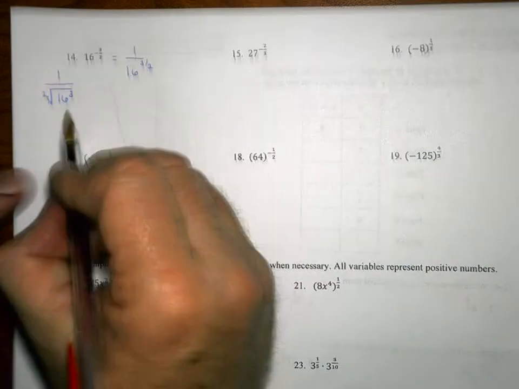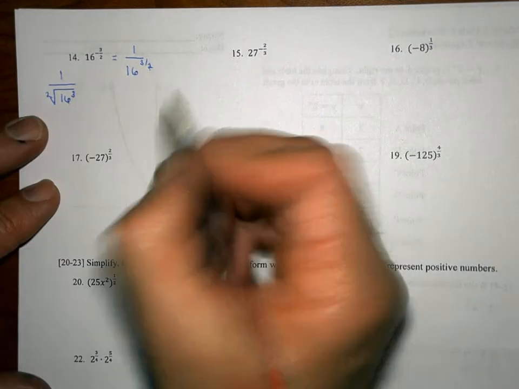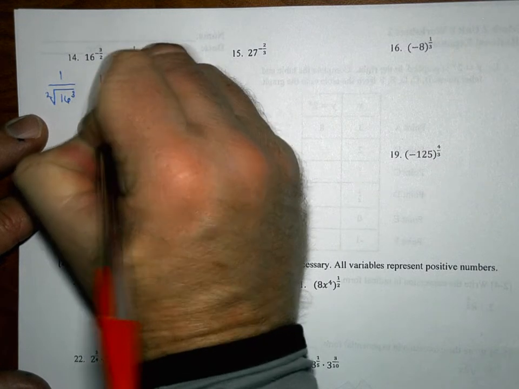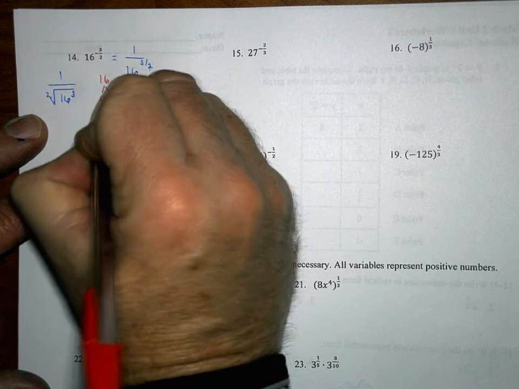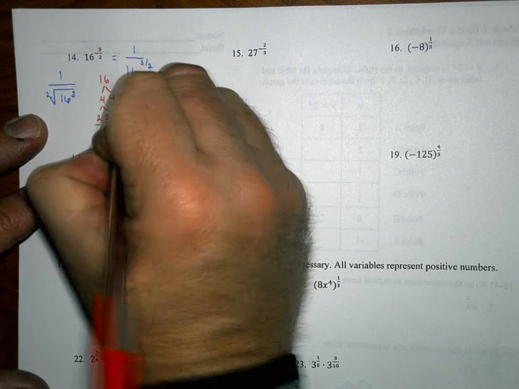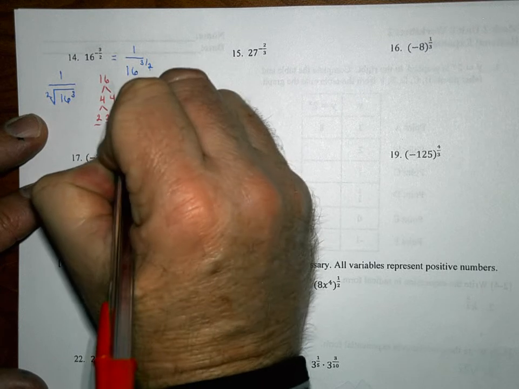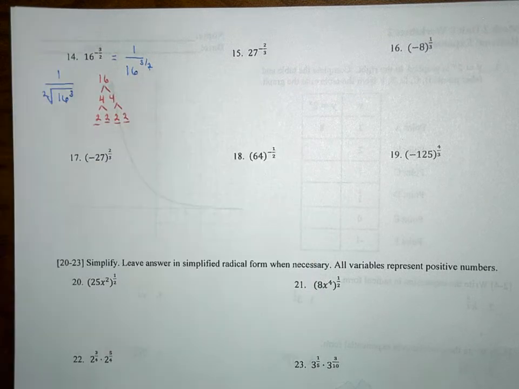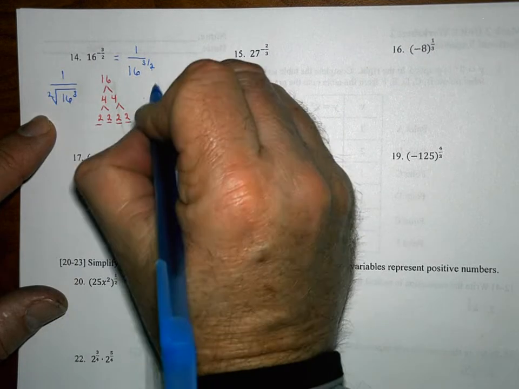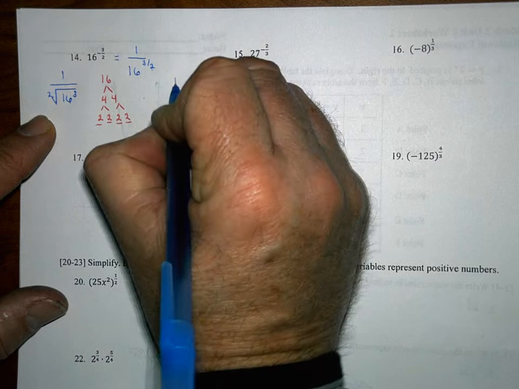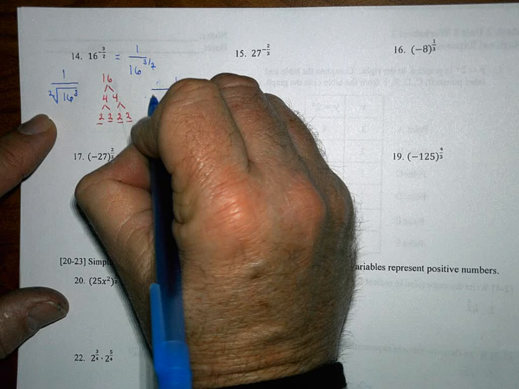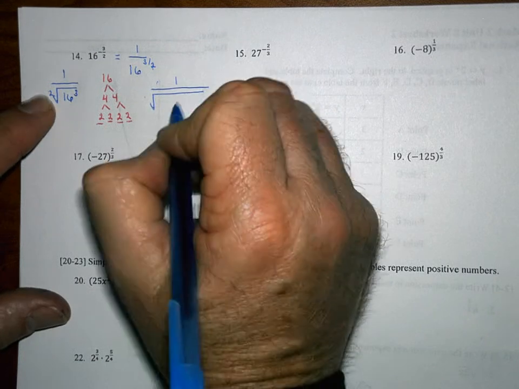Okay, I have to take my radicand now and I have to make a factor tree of it. So 16 factors into 4 times 4. 4's factor into 2 times 2. That 4 factors into 2 times 2. So when I rewrite this problem, I'm going to jump over here and expand it out. I'm going to have a 1 in my numerator, and then my denominator is going to have the radical symbol.